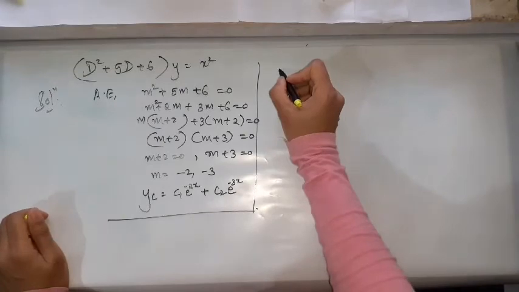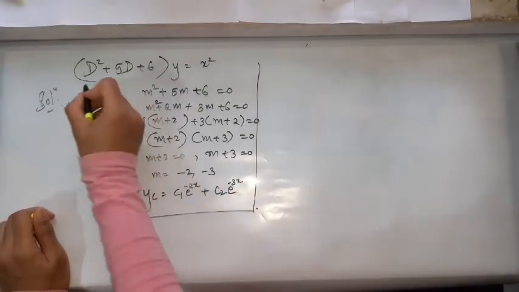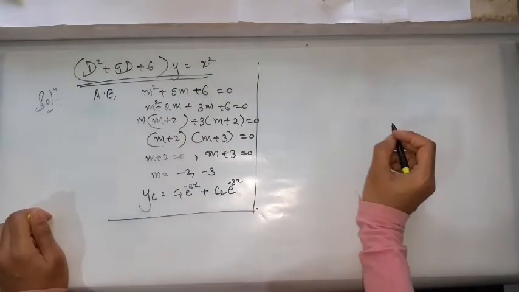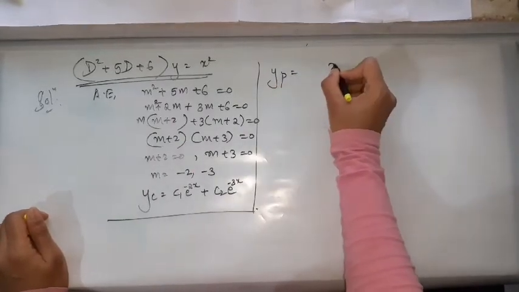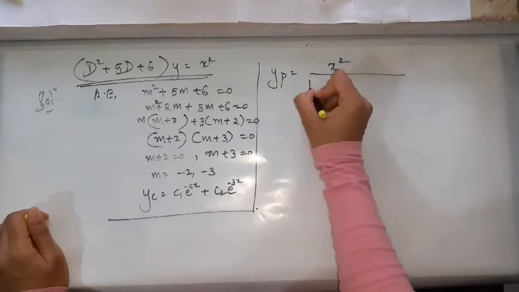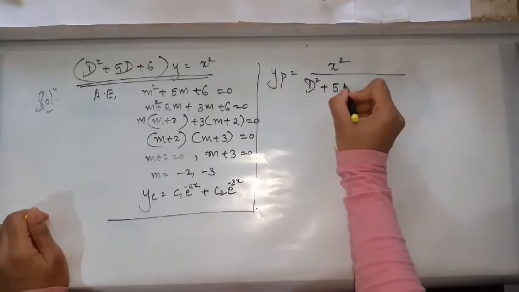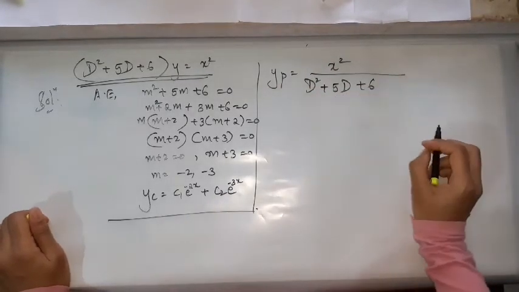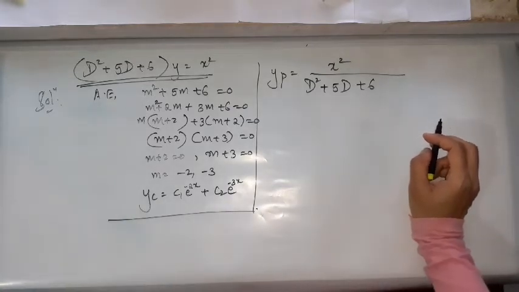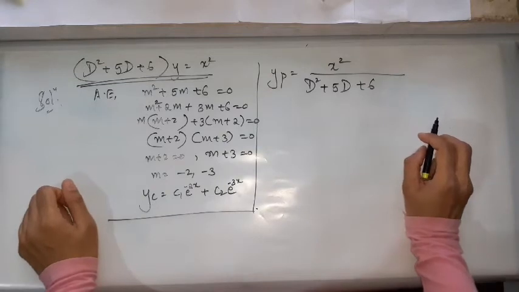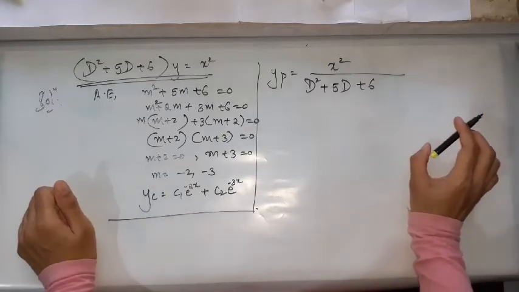Now come back to YP. To write YP, again see the given equation itself and separate your y from there. So you get YP is equal to x square divided by D square plus 5D plus 6. Now here comes a point. How will you solve this? As I told you in my previous problem also, what you are going to do?